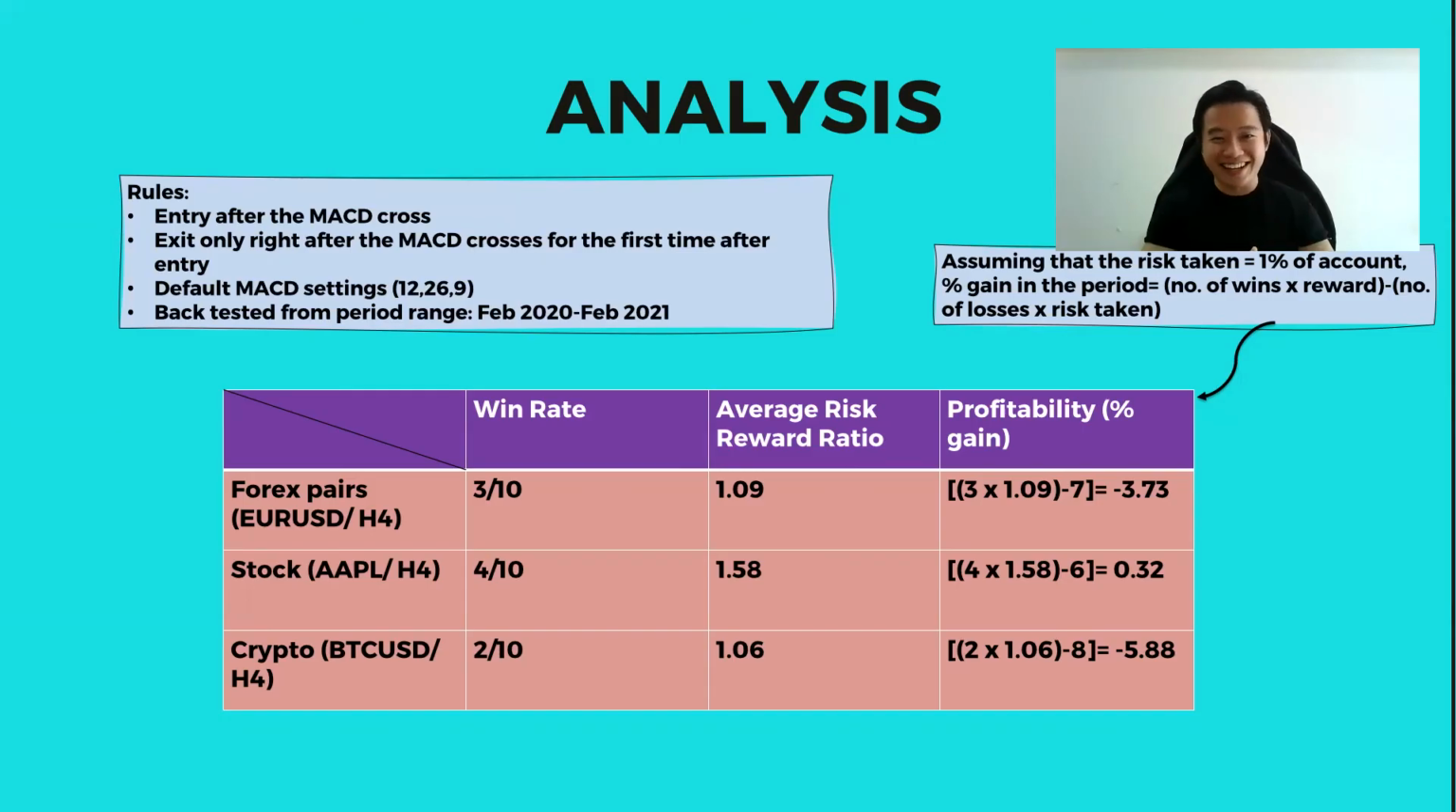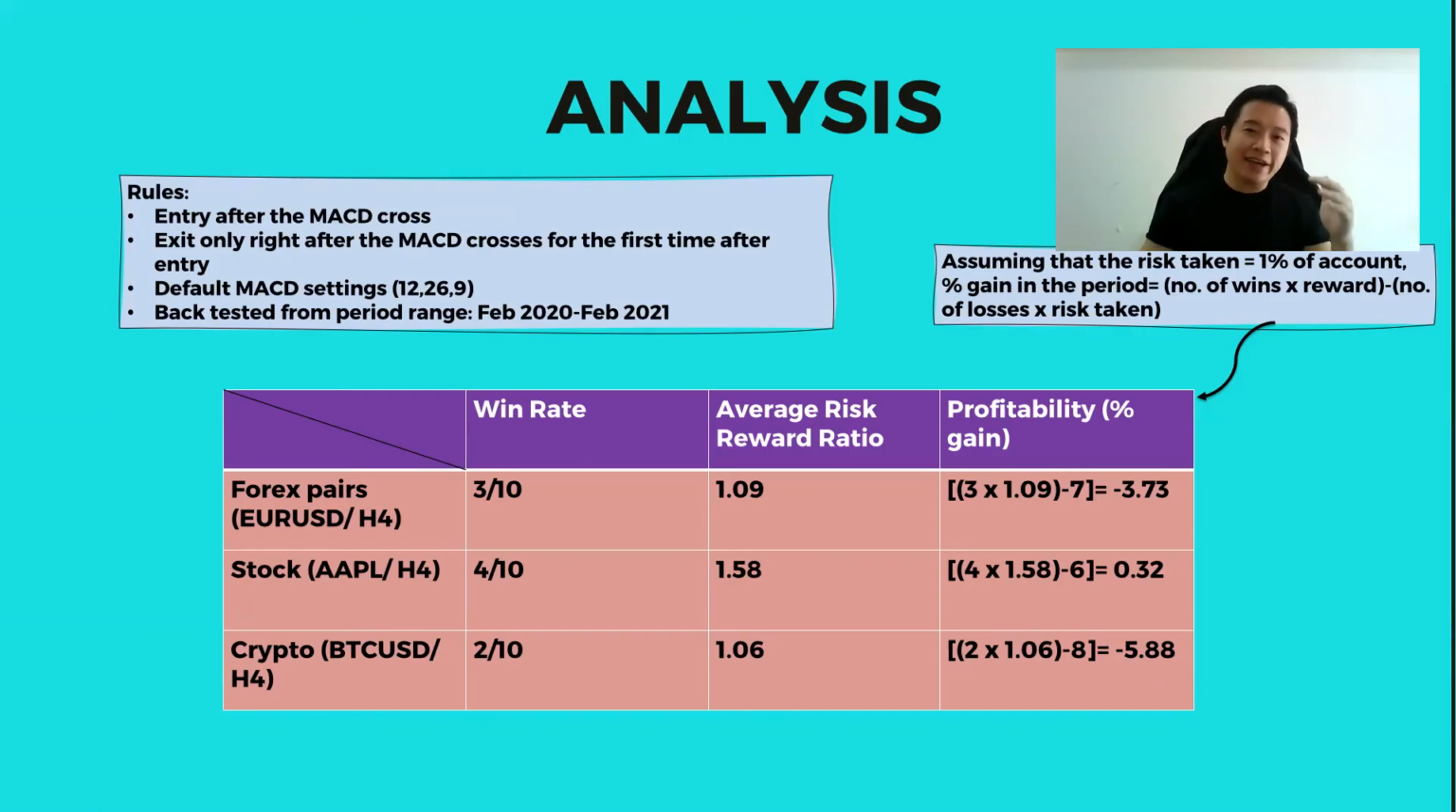Lastly, we tested on crypto. We used Bitcoin. The win rate sucks. It's only about 2 out of 10. The risk reward ratio is also around 1:1. So we had a loss out of 10 trades. We had a loss of 5.88% with a risk of 1%.